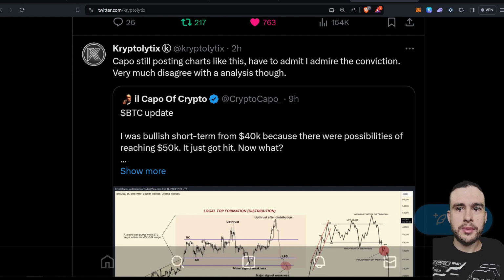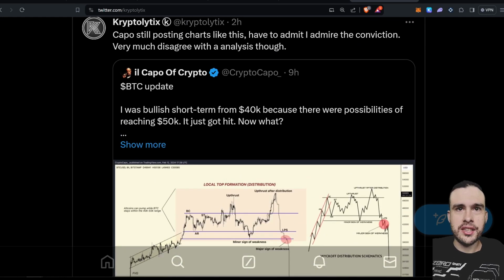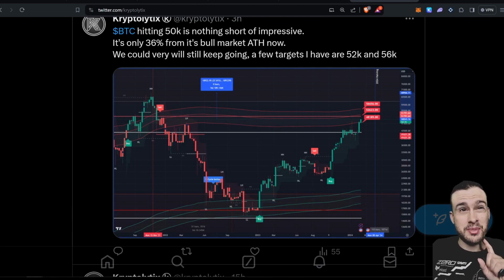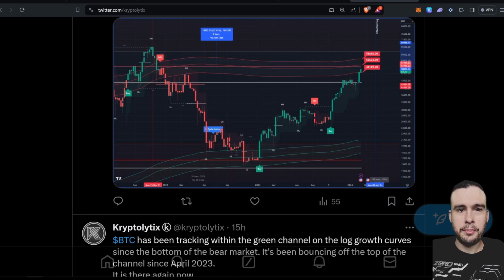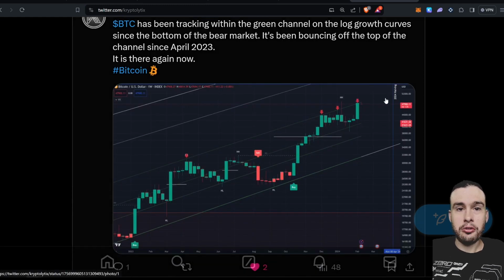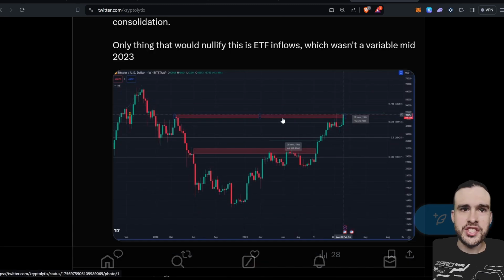Personally, I don't really think that we'll be seeing things like this crazy Capo prediction. He's still posting these charts. Bitcoin's about 36% away from its all-time high now, which is pretty impressive. 36% is not really that much in the grand scheme of things when you think about Bitcoin. And I really think that these targets are pretty feasible in the SMMA VWAP bands. We've broken out of the log growth curves, but there's a good chance we could snap back in like we did back in January. We smashed this resistance here, so this is the next one over here.